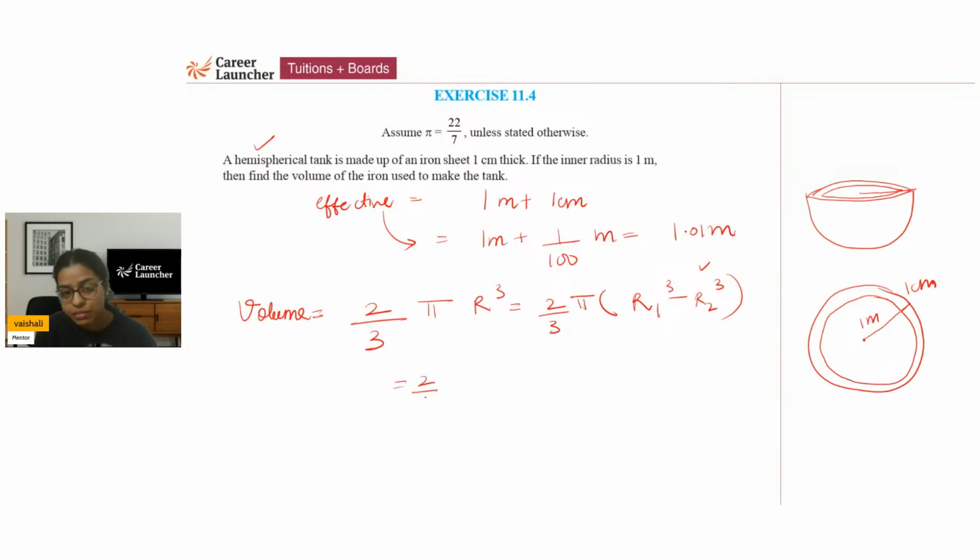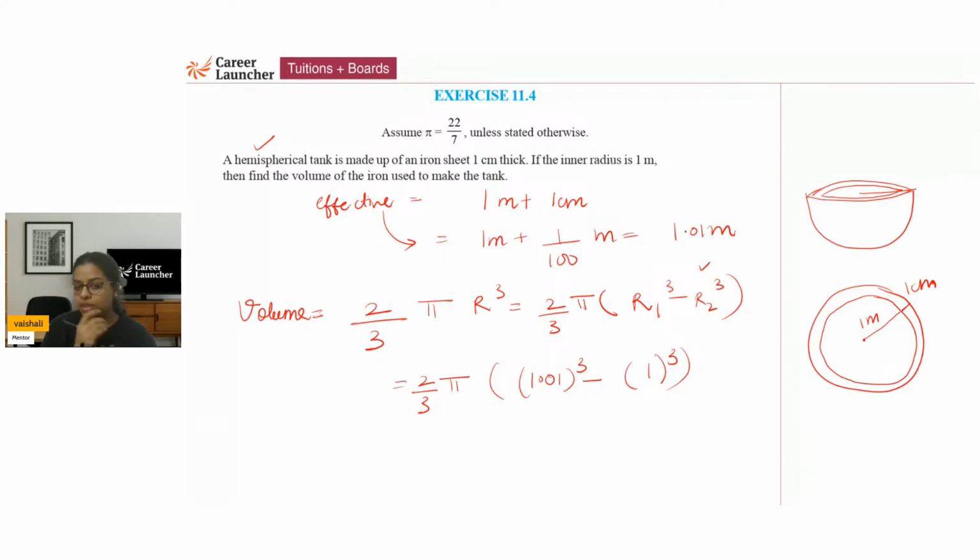So it means what I'm trying to say is 2 by 3 pi, the effective is 1.01 cube minus, the inner is 1. So this is the calculation that I have to do to get my volume.